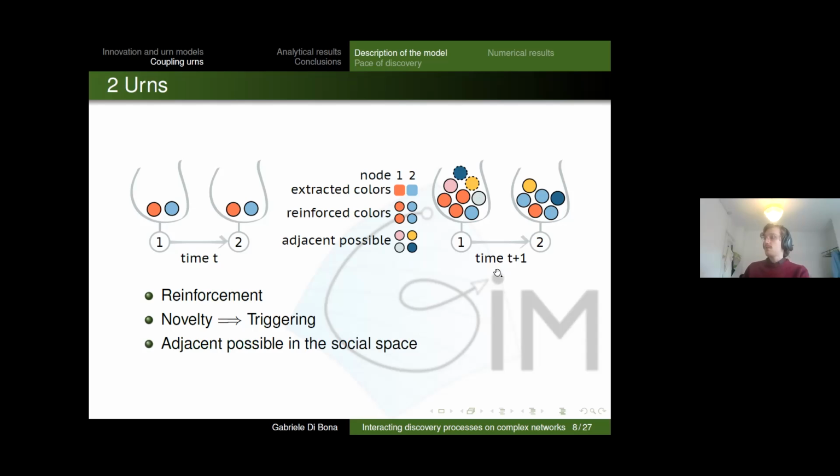But also now at time t plus 1, when you draw from node 1, we also draw from the social enriched urn. So we can also draw these dotted balls, which come from node 2. There are these two here. So this is what I mean by the social enriched urn. Okay.